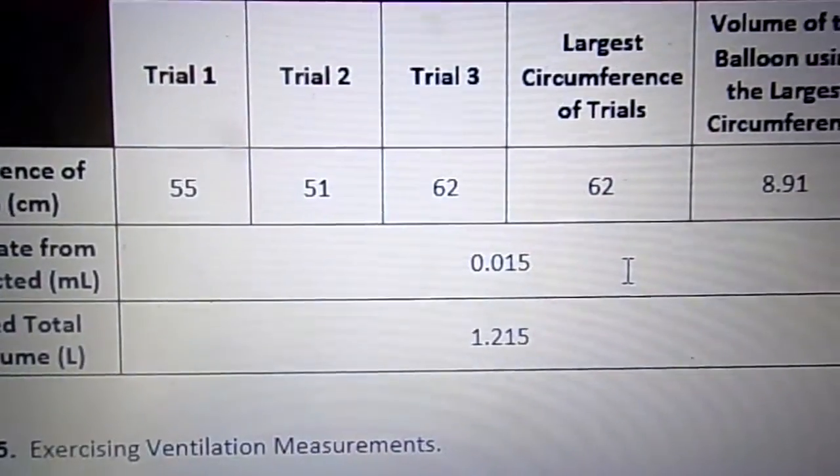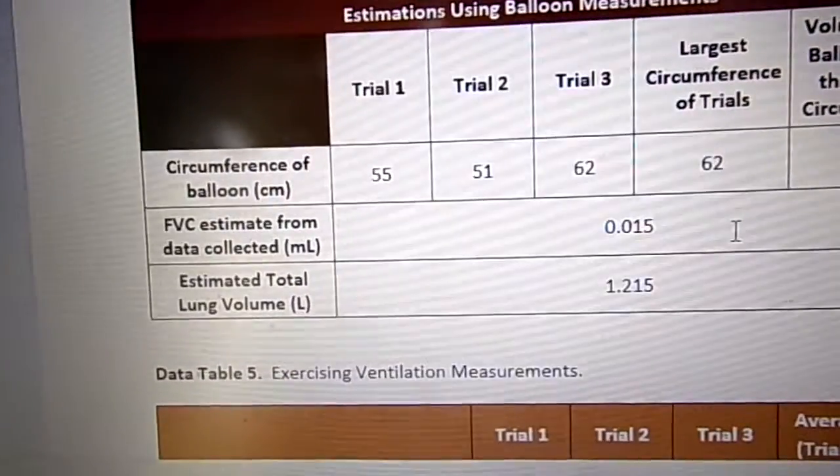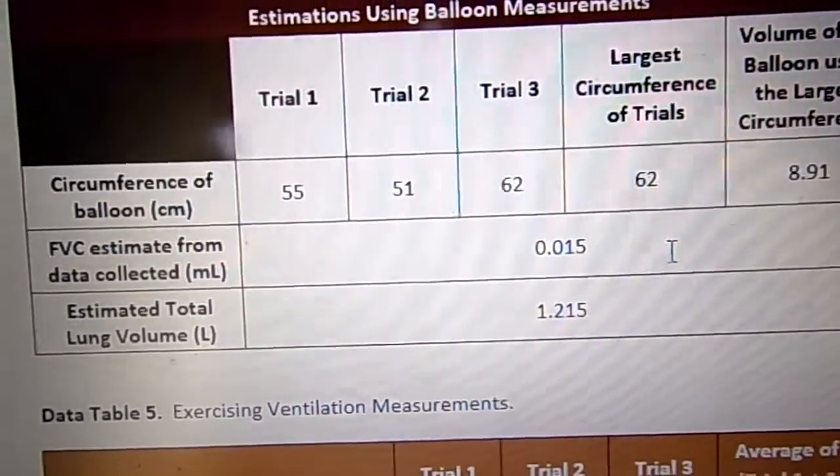And if you go back to my numbers here, that's probably right about average for what I was able to do. That's for trial 3. That was the odd one.